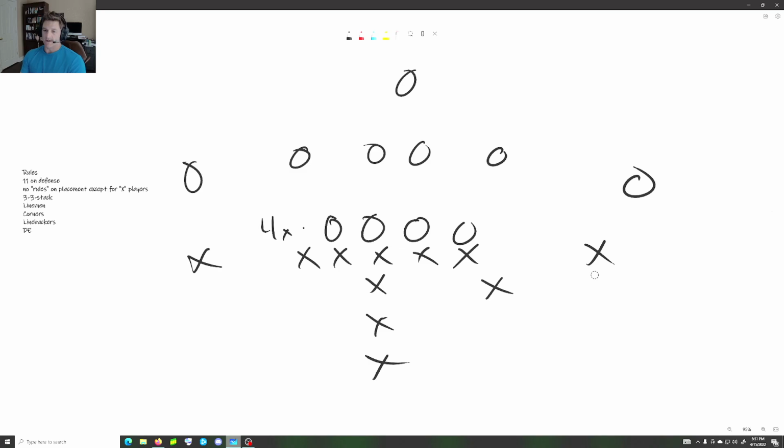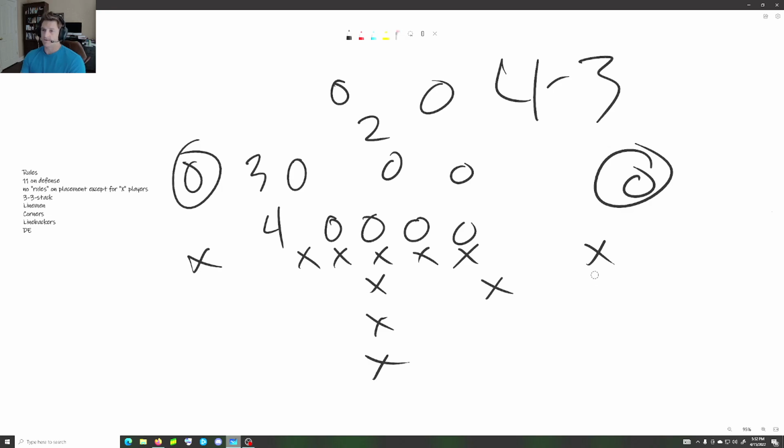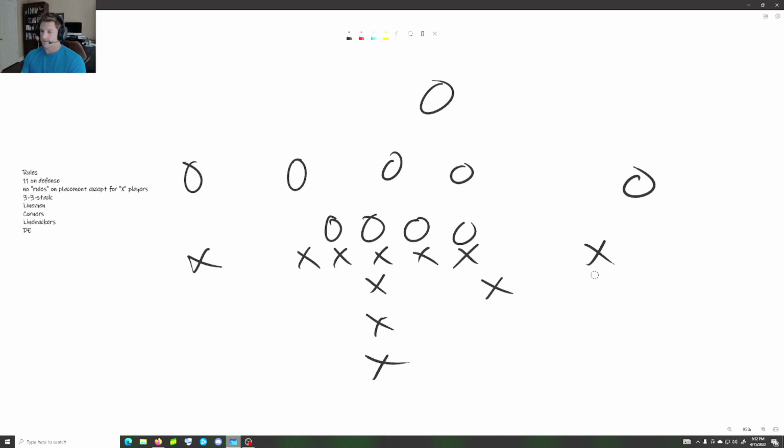And then we'll have a 4-3. Here's an example of a 4-3 defense. 1, 2, 3. So now we have 4 linemen, 3 linebackers. Now we have 2 safeties, then corner, corner, and corner. So this would be considered a 4-3.